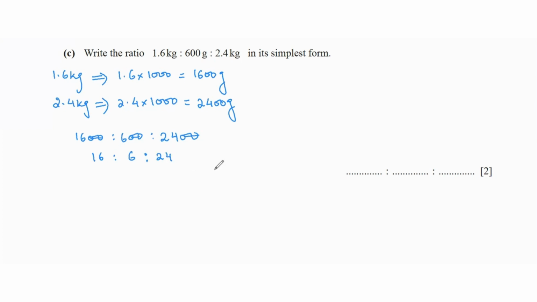All of them are divisible by 2. 16 divided by 2 is 8. 6 divided by 2 is 3. And 24 divided by 2 is 12. Since 8, 3, and 12 don't come in the same times table, this is the simplest form of this ratio.